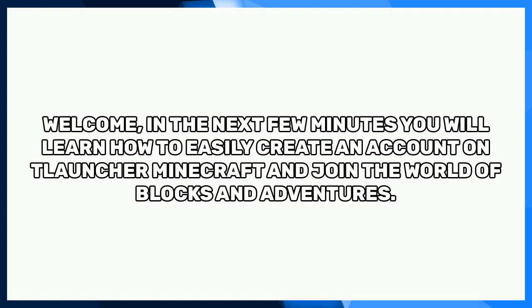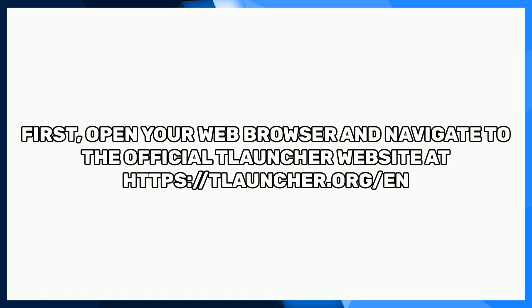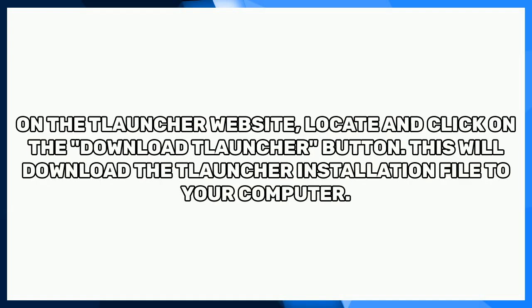First, open your web browser and navigate to the official Tlauncher website at tlauncher.org/n. On the Tlauncher website, locate and click on the Download Tlauncher button. This will download the Tlauncher installation file to your computer.